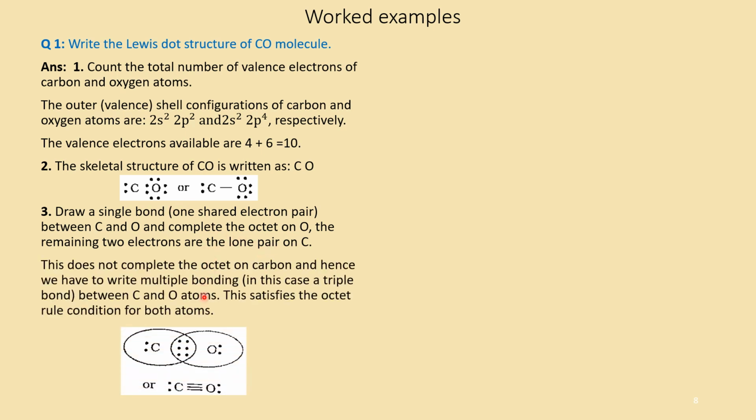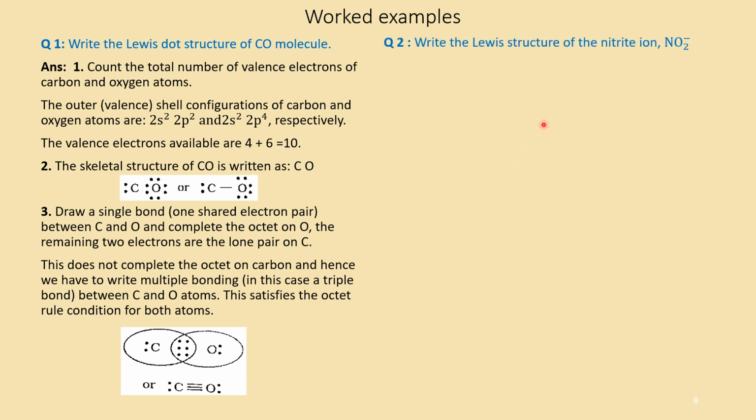This does not complete the octet on carbon, and hence we have to write multiple bonding, in this case a triple bond between C and O as shown in the diagram below. This satisfies the octet rule condition for both the atoms. Please see here, in between carbon and oxygen there is a triple bond shown by 6 electrons. It can also be written as 2 electrons on the left of C, and between C and O there are 3 parallel lines for the triple bond, and on the right of oxygen are 2 electrons. This completes the answer. Next question.